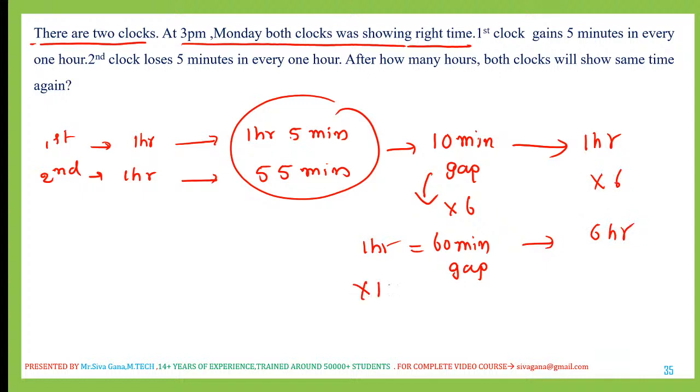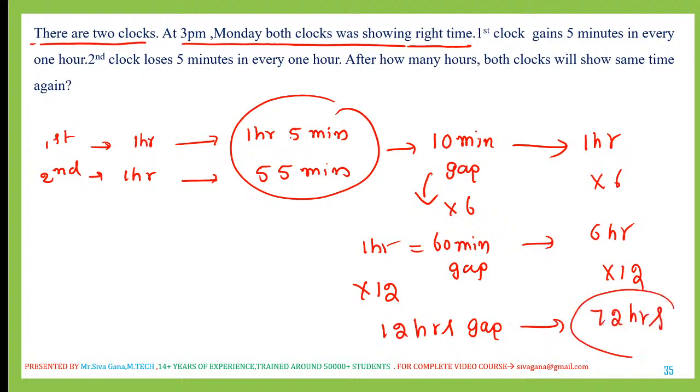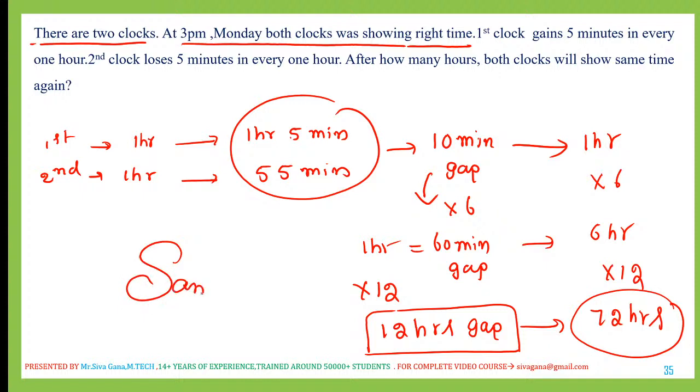But we need a 12 hours time gap, which means multiply by 12. Here also multiply by 12. 12 times 6 is 72. So after 72 hours, the time gap between the clocks is 12 hours, which means they show the same time again. They show the same time again after 72 hours. That's it.